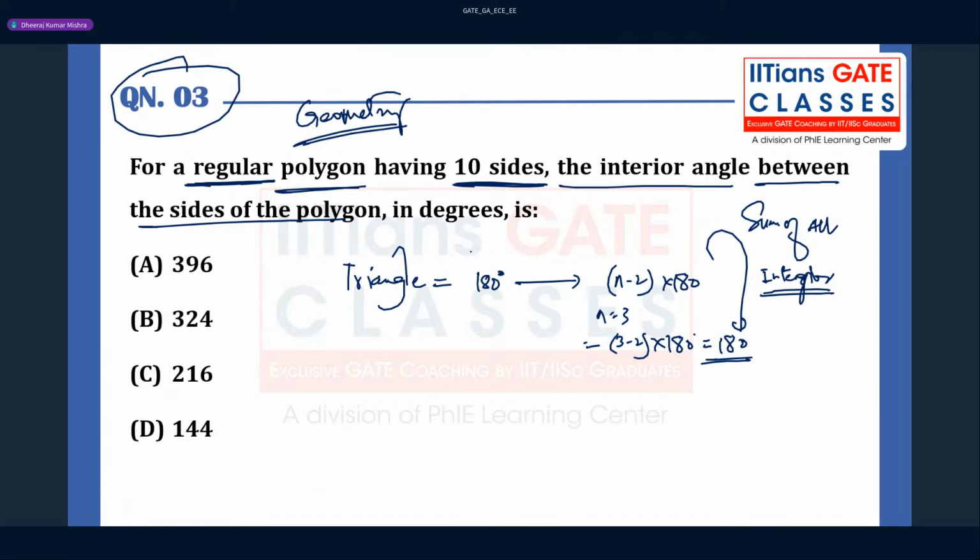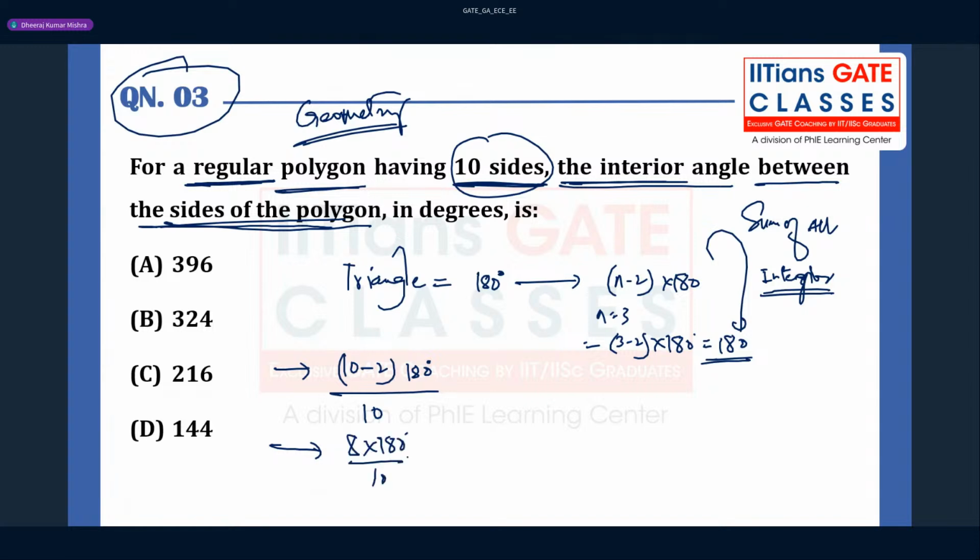But what they are asking, you have to focus here. They are asking the interior angle between the sides of the polygon. So here the number of sides is the same. If there are n sides, what will be the total angle? If there are 10 sides, the total angle will be (10 minus 2) into 180. And if you want to find one angle, because they are asking the interior angle between the sides of the polygon, one angle, you have to divide by 10, because the total number of sides is 10. So it is going to give you 8 into 180 by 10. 8 into 180 is 1440, divided by 10, that is nothing but 144. The answer for this question is D, right?